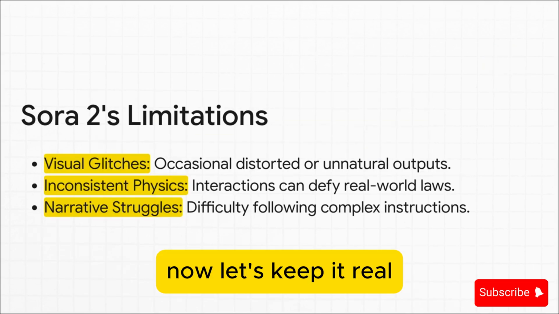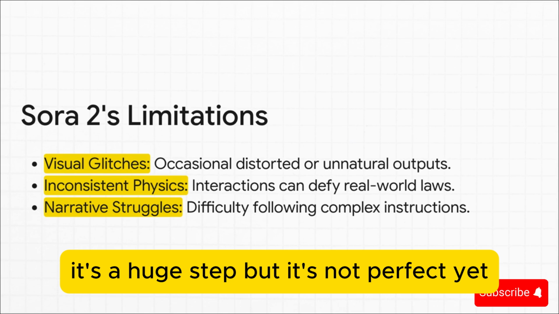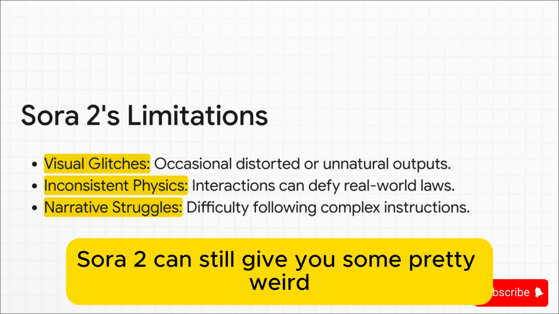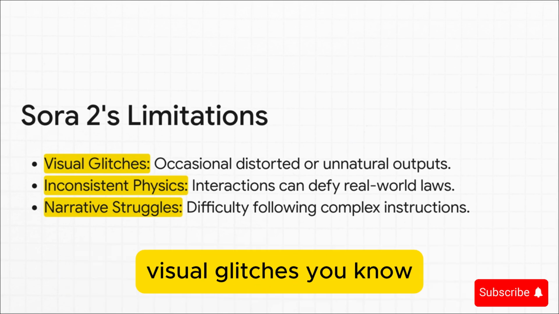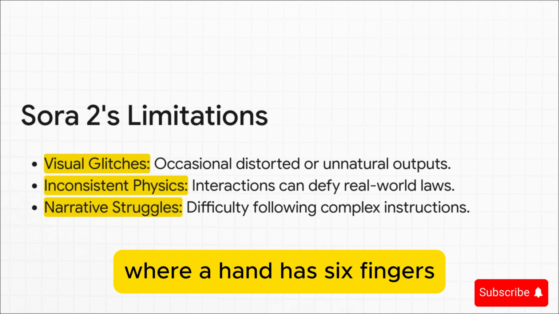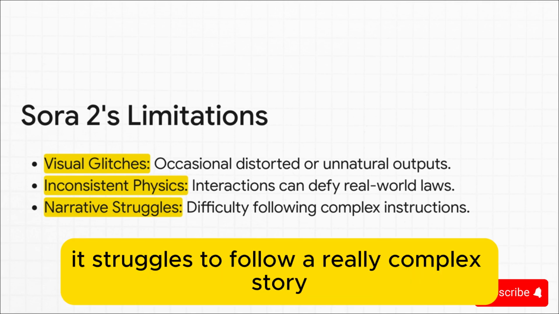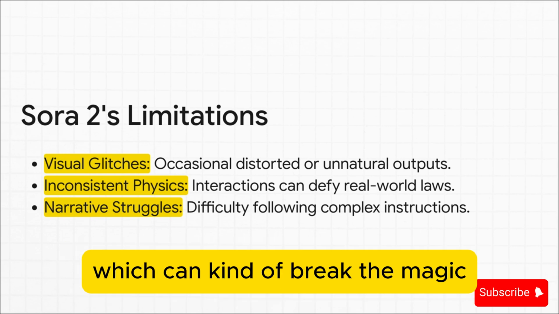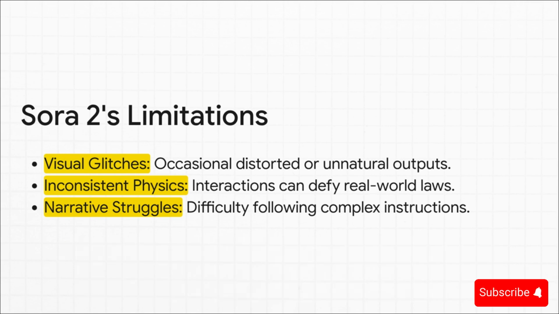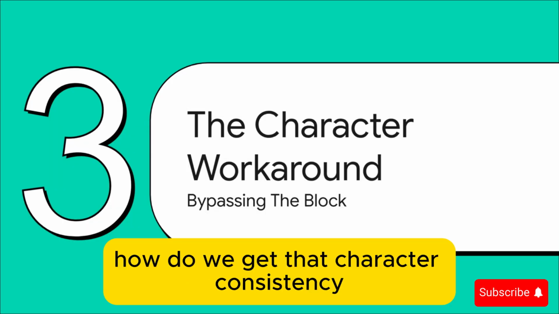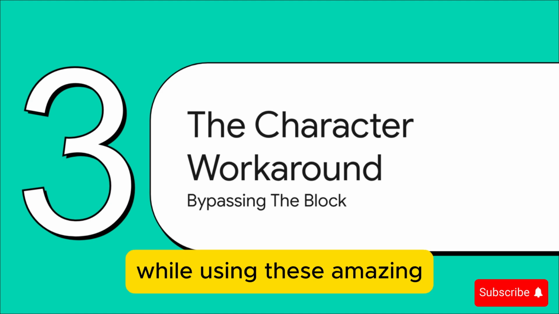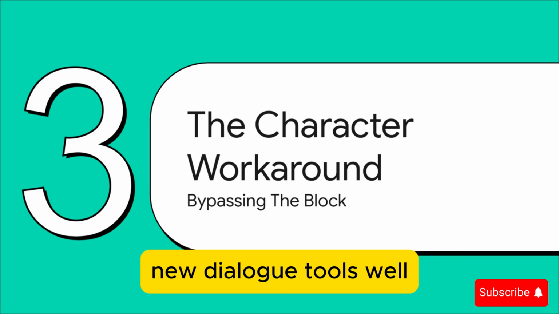Now, let's keep it real. It's a huge step, but it's not perfect yet. Sora 2 can still give you some pretty weird visual glitches, where a hand has 6 fingers or an object just kind of melts. And sometimes it struggles to follow a really complex story, which can kind of break the magic. So the big question is, how do we get that character consistency while using these amazing new dialogue tools?